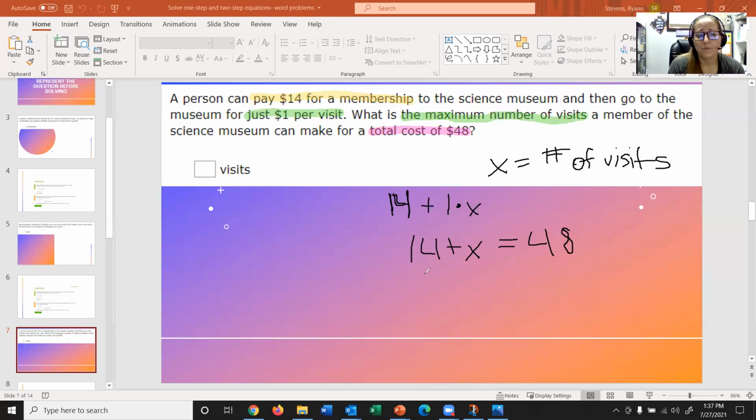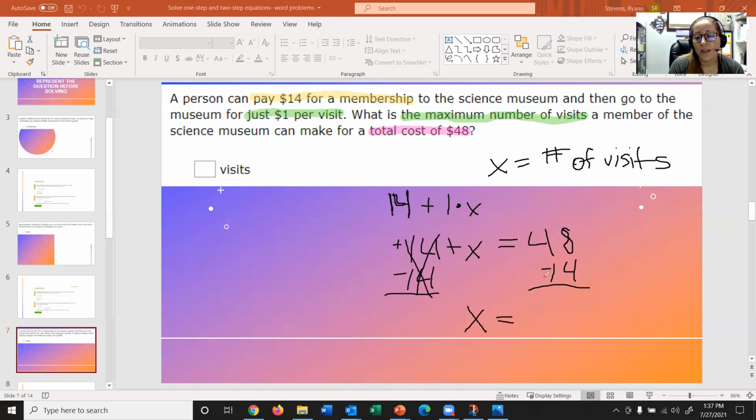Okay. Now what we're going to do is use our inverse operations. We have our equation set up. Now we can go through and solve. So this 14, even though there's not a sign in front, we know that means this is a positive number. So the inverse operation is going to be to subtract 14 from both sides of the equal sign, okay? That's going to mean that this 14 minus 14 is going to cancel for us, leaving us with just X on this side.